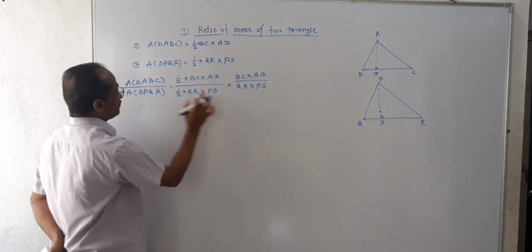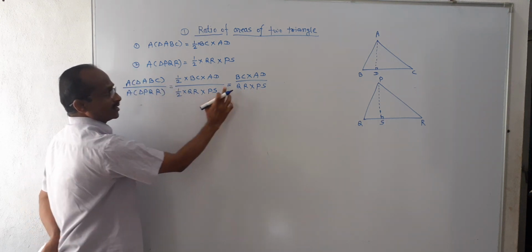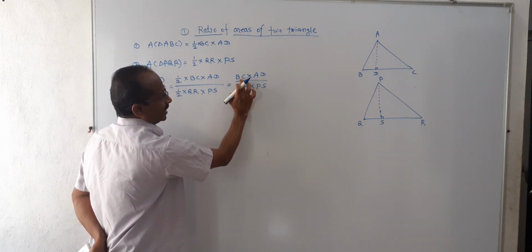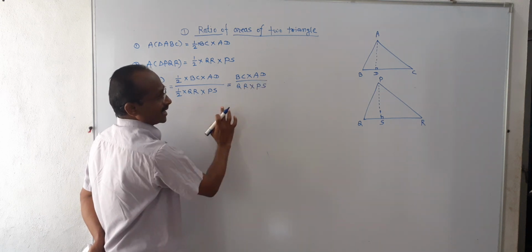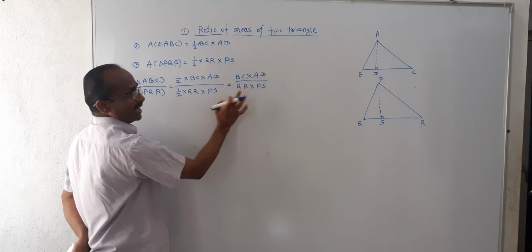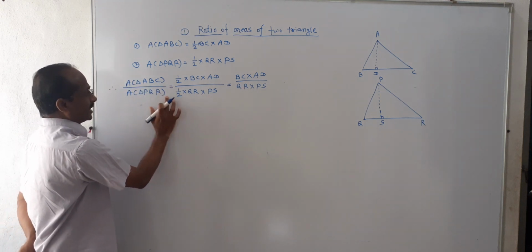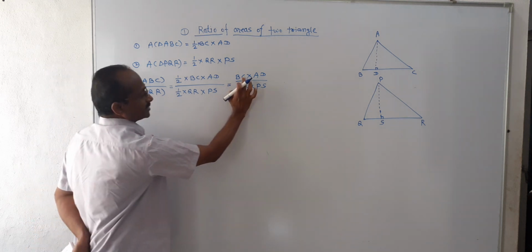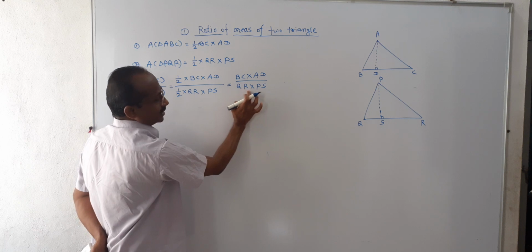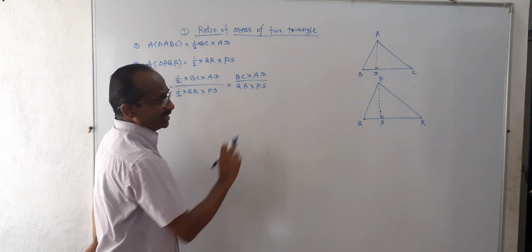It means that the ratio of areas of any two triangles equals the ratio of the product of base and height of the corresponding triangles, that is, area of triangle ABC divided by area of triangle PQR equals base into height, BC into AD, divided by base into height, QR into PS. So these are any two triangles.